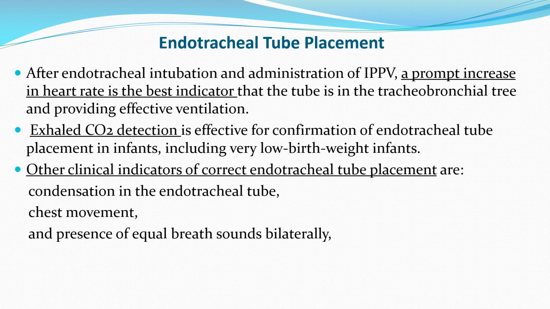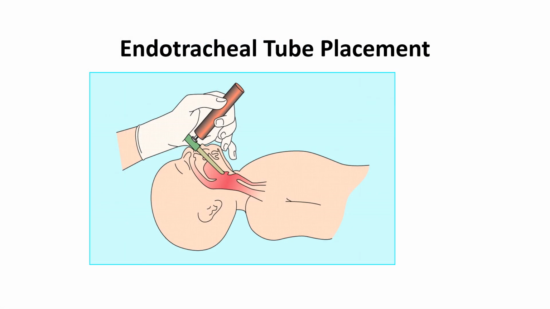So to be sure that the endotracheal tube is in the correct position, the best indicator is the prompt increase in the heart rate, and other signs include condensation in the endotracheal tube, chest movement, and presence of equal breath sounds on auscultation of the chest. And if exhaled CO2 detection is available, then we can use it, which is specific and sensitive. And this is how the endotracheal tube is placed.